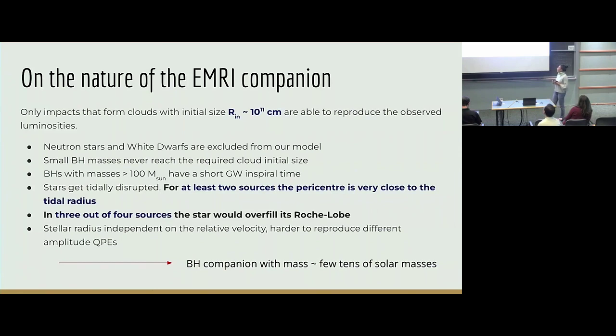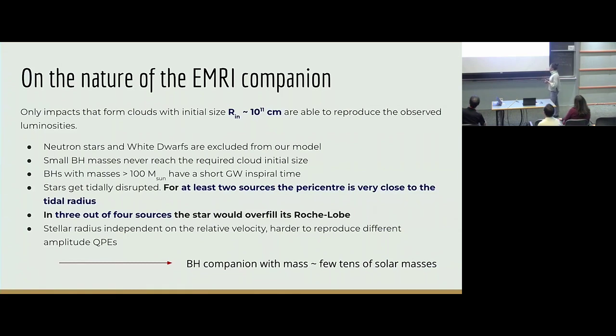Then stars can get tidally disrupted, and for at least 2 sources among the 4 that we model, the pericenter is very close to the tidal radius, so there is a question of how much the star can survive punching through the disk. Although we've seen some more development in the star model. So what I would argue is that it can be both. It doesn't have to be the same object in all the sources.